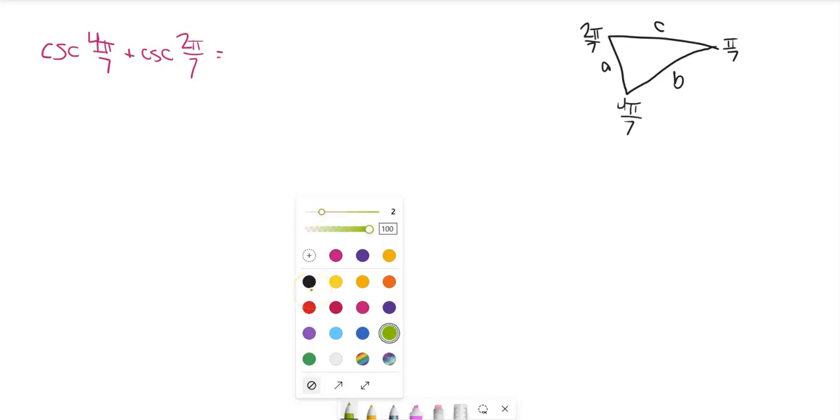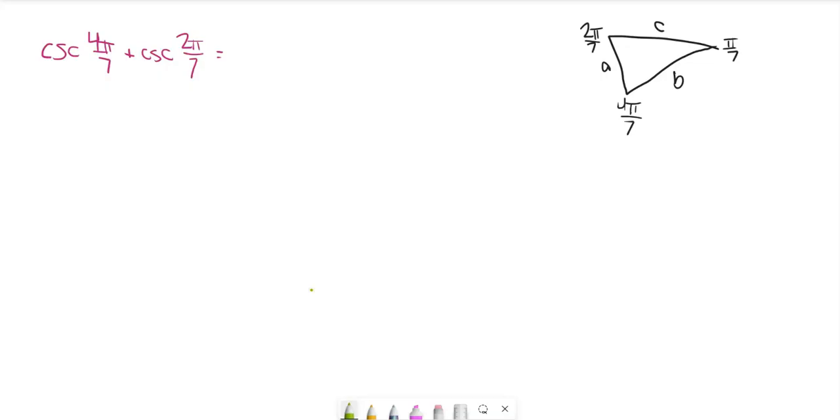I'm going to take the cosecant of 4 pi over 7 plus the cosecant of 2 pi over 7, and I'm going to write down their associated variable ratios. So 2r over c plus 2r over b. Now, you'll see something kind of interesting here. Notice that the numerators have the same variable components. Because of that, you can factor it out, and you'll get 1 over c on the inside plus 1 over b.